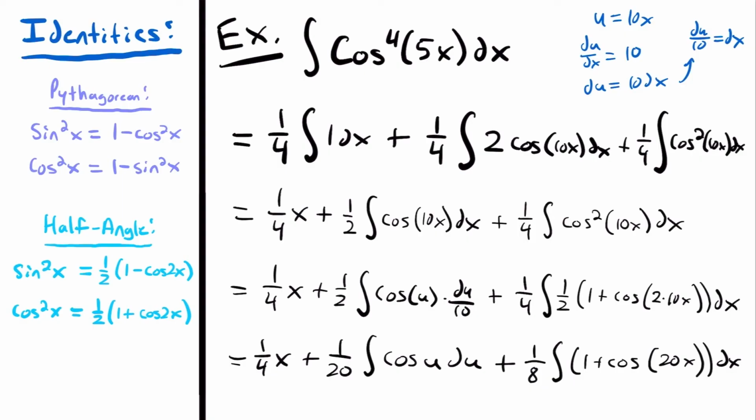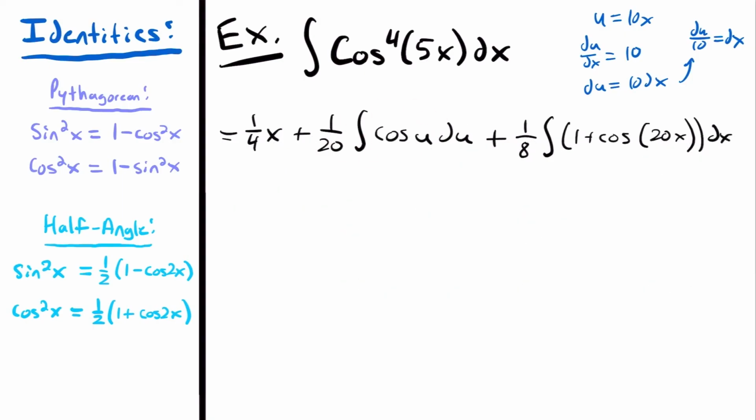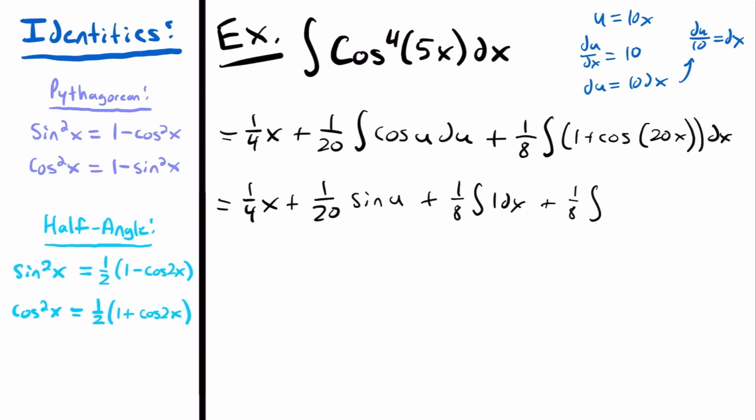Okay, and so if I clean up my work here, we can integrate this integral because we know that the integral of cosine of u will be sine of u, and so this is equal to 1/4 times x plus 1 divided by 20 times sine of u, and then we will add this integral, and I'm going to actually split this up into 2 integrals. We'll have one integral for each of these terms. We'll have 1 divided by 8 times the integral of 1 plus 1 divided by 8 times the integral of cosine of 20x. So I'll write that. We have 1/8 times the integral of 1 dx plus 1/8 times the integral of cosine of 20x dx.